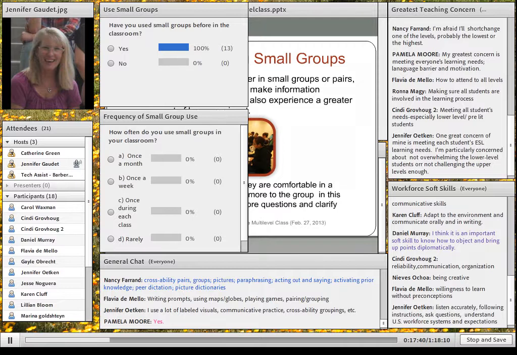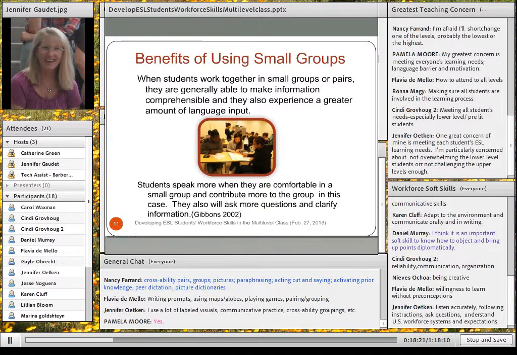Frequency of small group use. Now think about your classroom and how often do you use small groups in your classroom? We are quite a homogeneous group. All right. So it looks like many of you agree that the benefits of small groupings cannot be underestimated. All right, very good. Anyone else want to vote? All right, I'll go on.